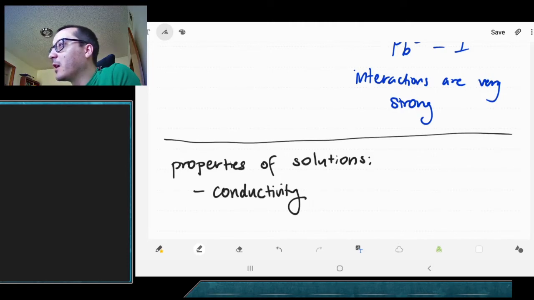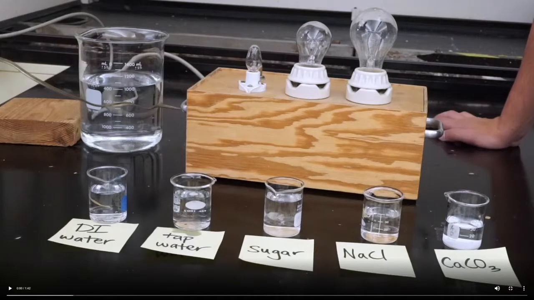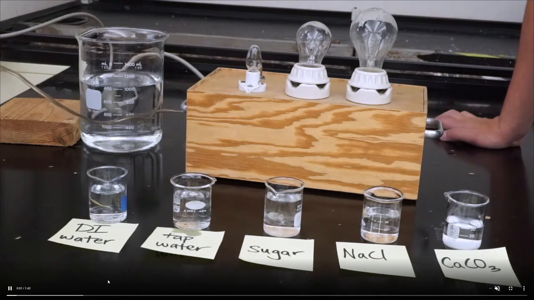Okay, so when we're looking at how solutions behave, let's pop open the window here. So I have solutions of a couple of different things here. We're going to see that we have a variety of compounds here. One of them is deionized water. That's the one on the left. Actually, we should probably stop this because it's a fairly longer video. We don't need to have my voice going on here.